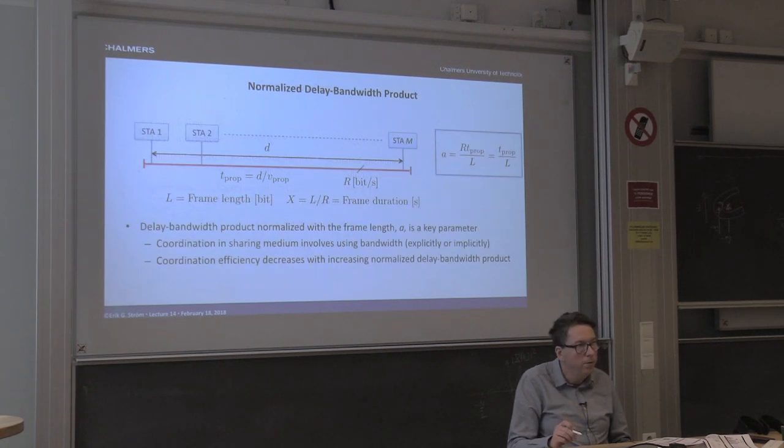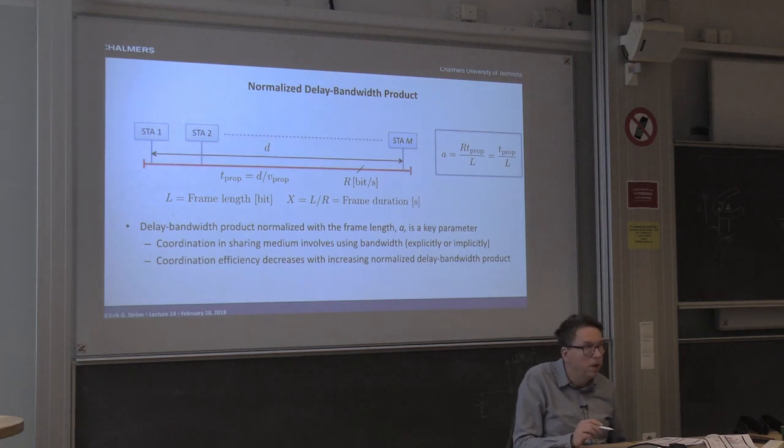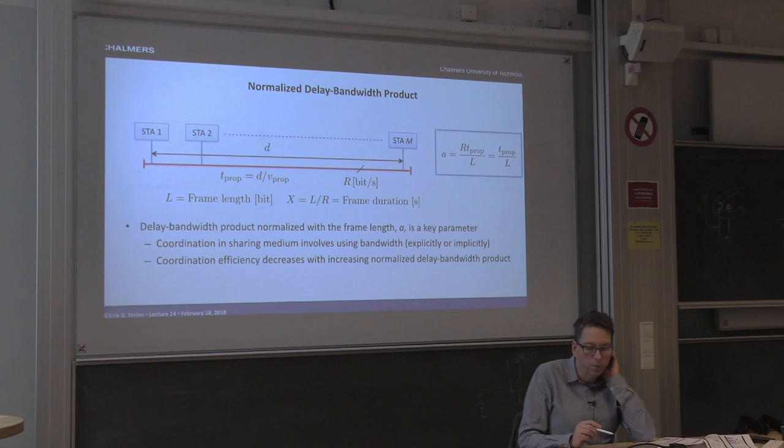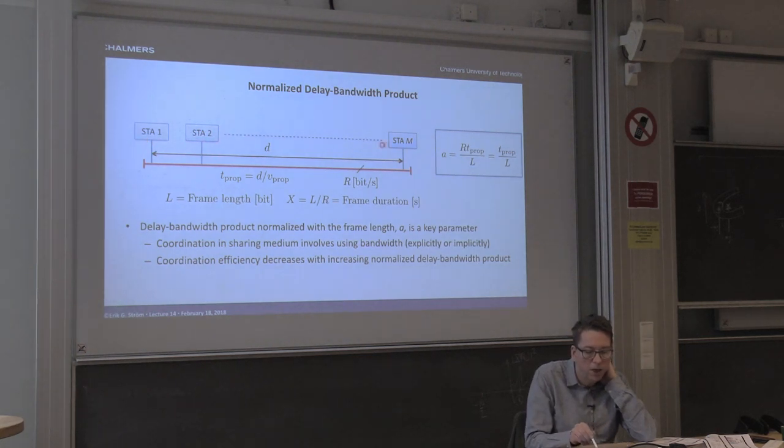Something that makes coordination difficult is the delay bandwidth product. And let's see why that is the case. So first of all, what is meant by the delay bandwidth product? Again, we have this type of network where we have a number of stations. All of them are attached to a certain medium, and let's think of this as being a cable for simplicity. The first station is attached to the cable here, and the last station is attached here, and the physical distance between these two is d meters.